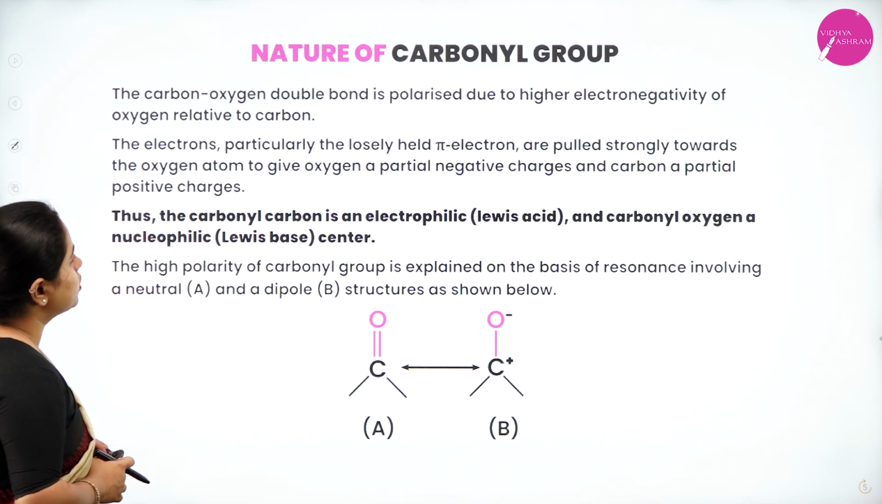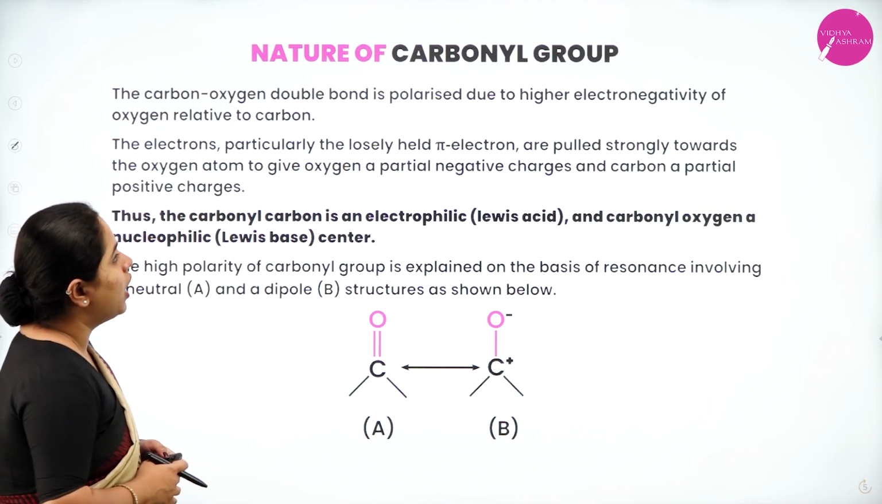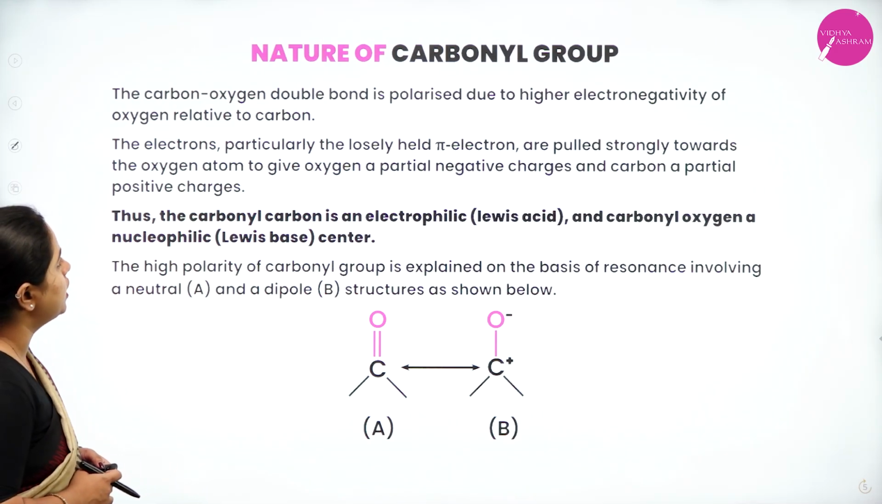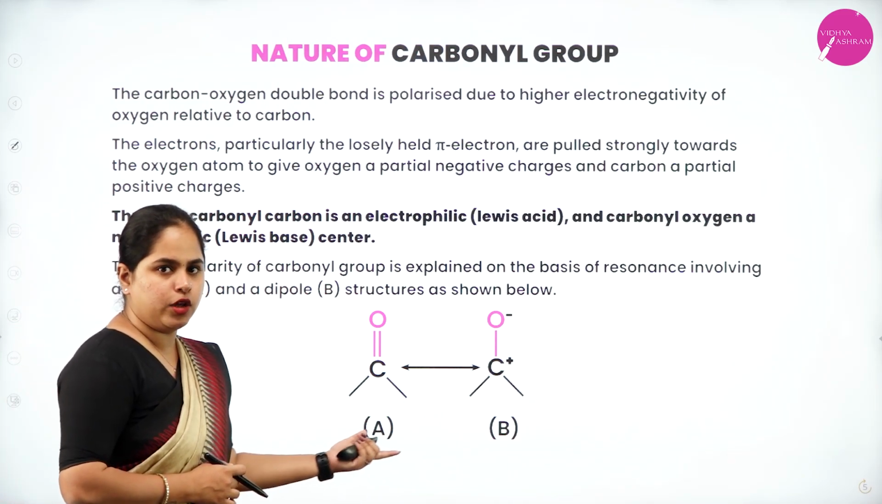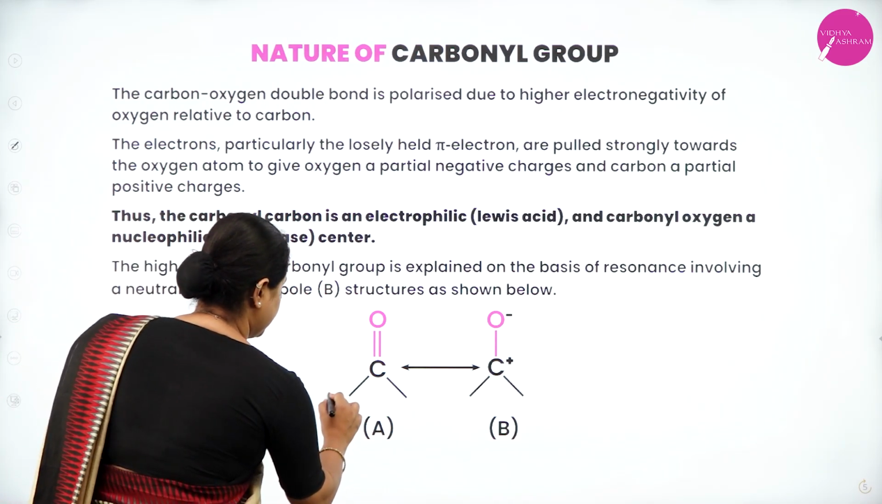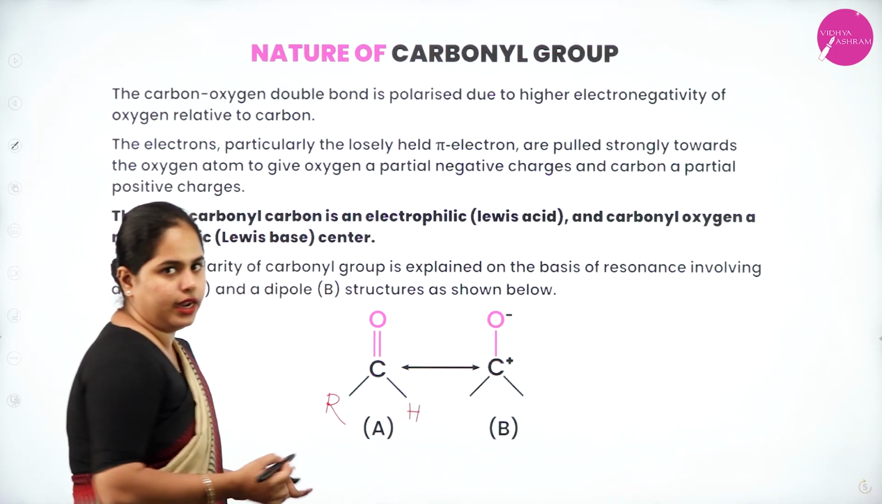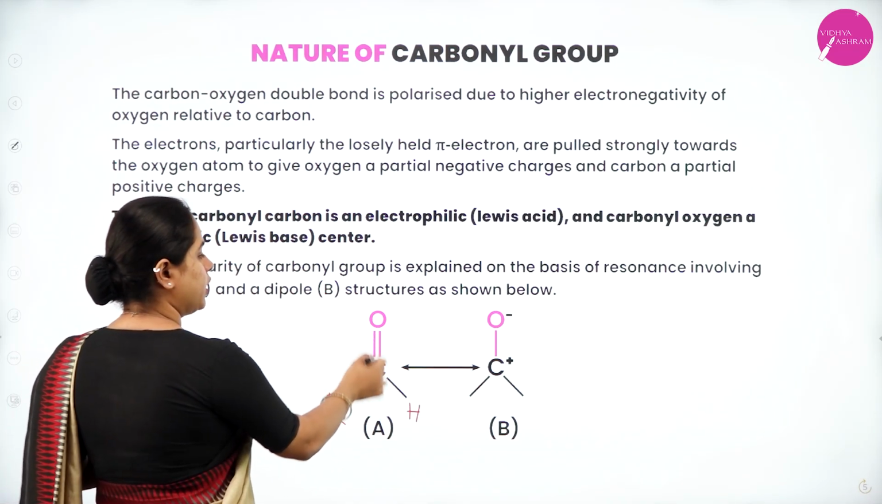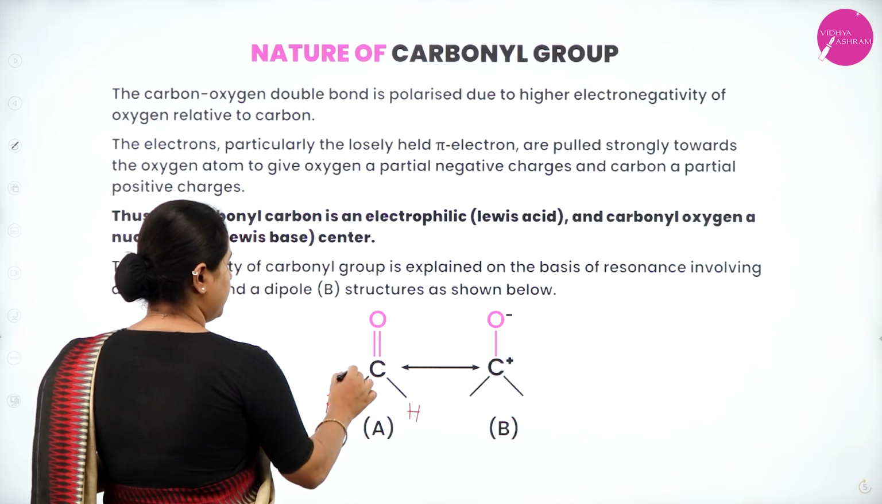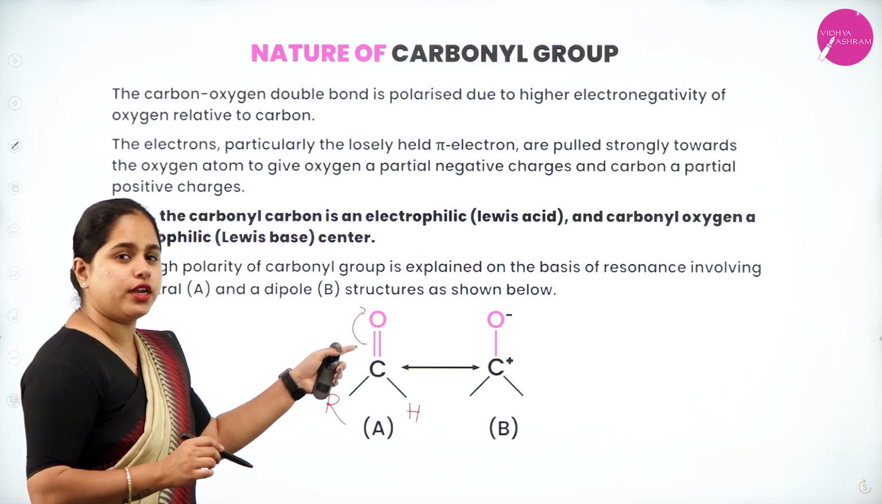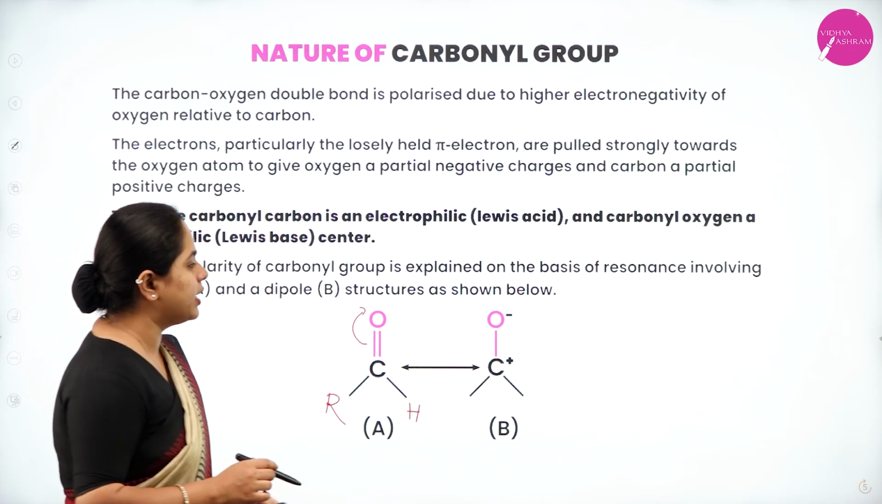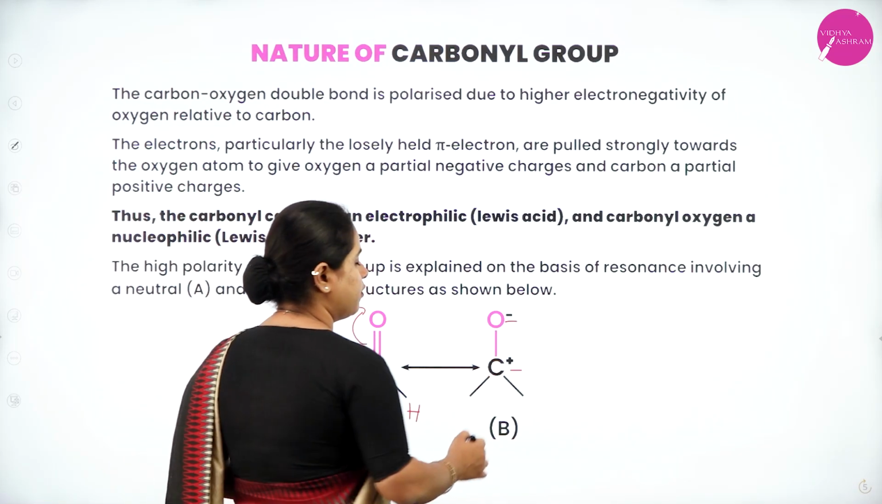Now, the carbon-oxygen double bond is polarized due to the higher electronegativity of oxygen relative to carbon. So, what does that mean? You have other alkyl or aryl groups here. So, if it is an aldehyde, you have R and H like this. Because of the electronegativity difference between oxygen and carbon, the shared pair of electrons will have more attraction towards oxygen. So, oxygen will get a negative charge and carbon will have a positive charge.